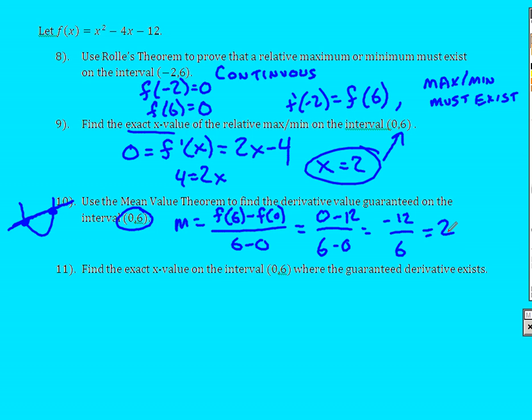I apologize. This should be 0 minus, f of 0 is negative 12. So 0 minus negative 12. So 12 over 6, which is positive 2.